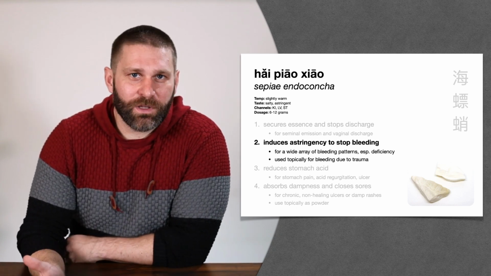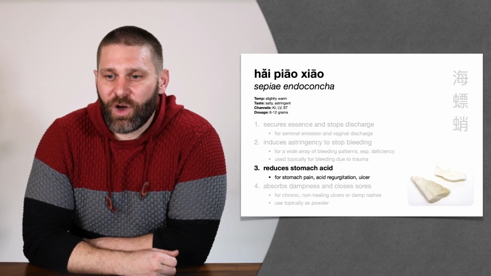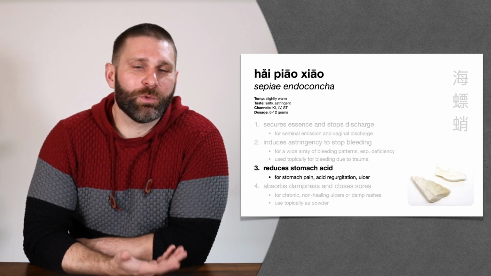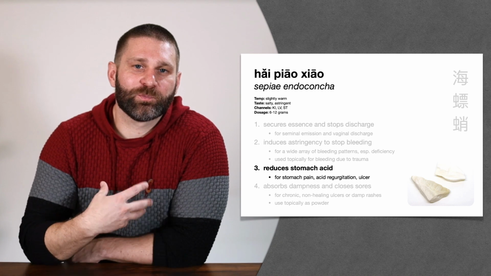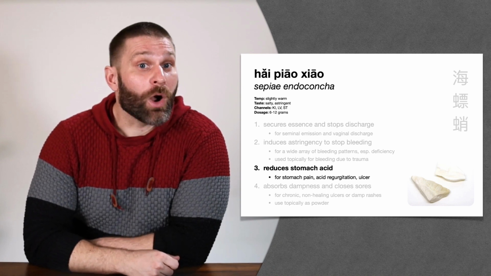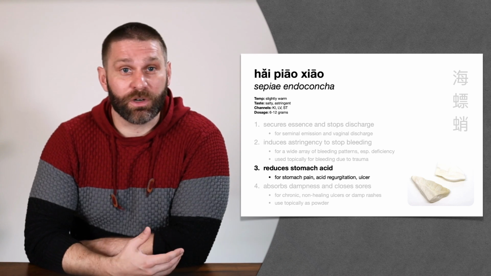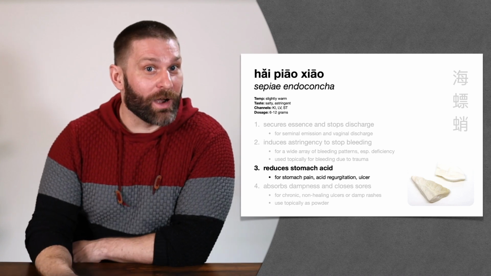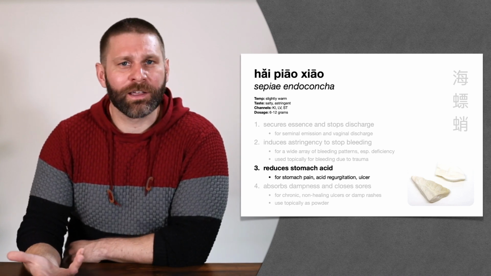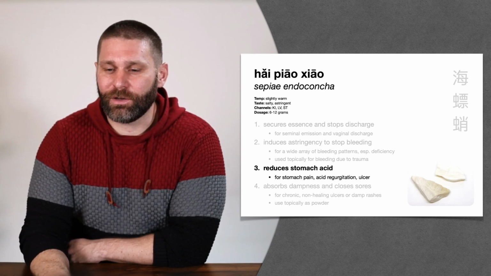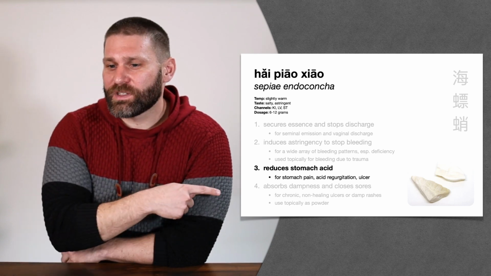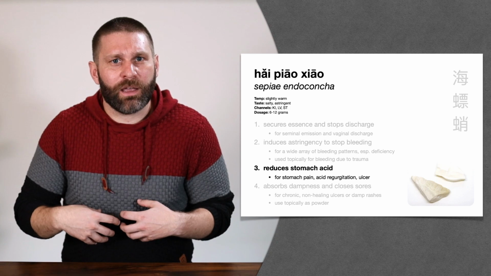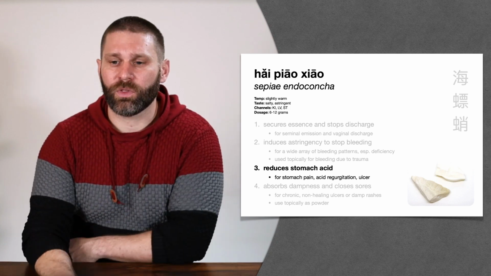I think really the most famous action here is that Hai Piao Xiao reduces stomach acid for stomach pain, acid regurgitation, ulcer. So we use this a lot if somebody has gastroesophageal reflux or heartburn. Sometimes if a person has heartburn, you would prescribe them a formula, and then you would just add in some Hai Piao Xiao to treat the branch symptoms of heartburn as well. So I feel like that's actually the most famous action of Hai Piao Xiao, reducing stomach acid. But again, we say it's for ulcer. So on the one hand, especially if you have a bleeding ulcer, it reduces the stomach acid, but it also stops bleeding as well. So again, it's doing both at the same time.